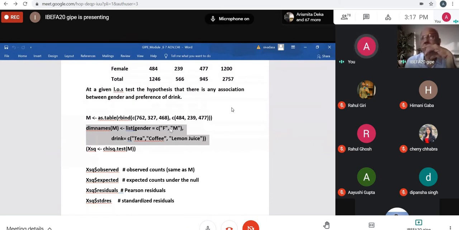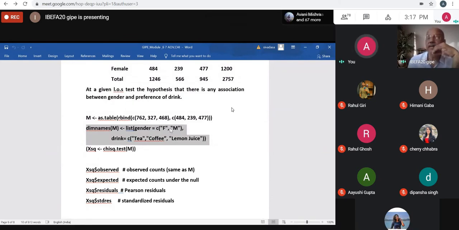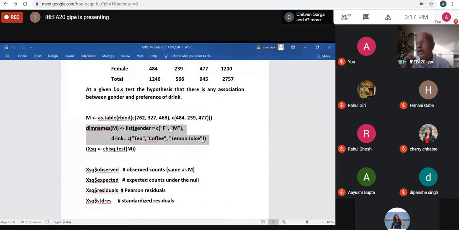Sir, just one question. What is the meaning of this word list that we have written? Is this a function or is it just a definition? Yes. Gender is the list for the row. Name for the row. List the names. Who are they? Gender. Who are they? Drink.